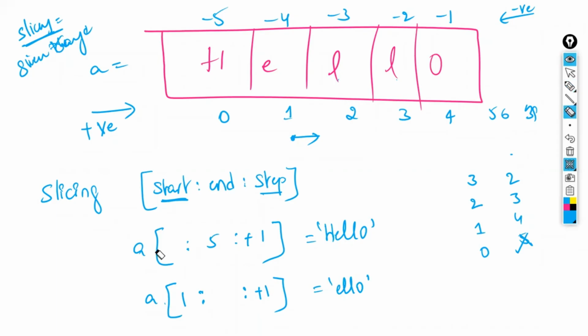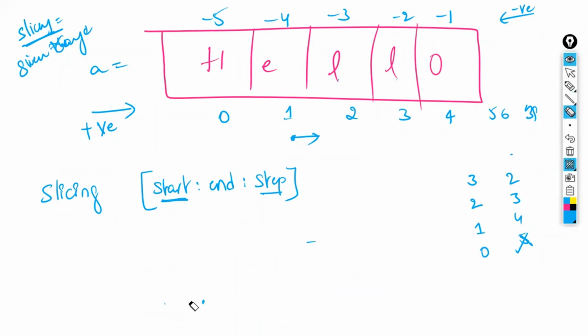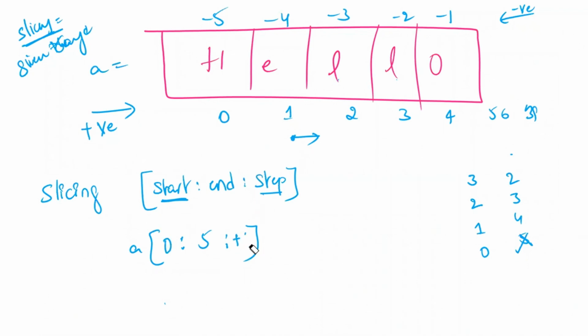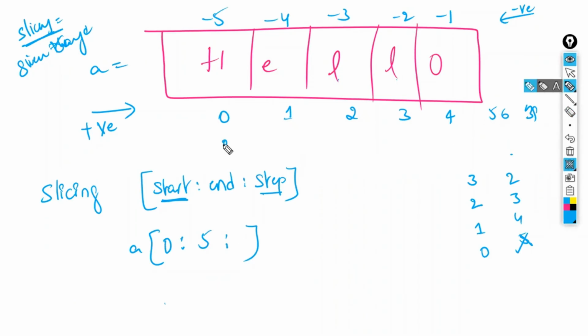Now, next example. The first number you have not given. Second number you have given as 5. Third number you have not given anything. Now the meaning is the first one is automatically 0. This is +1 automatically. So you have to keep a dot at 0. Since you have not given any value here, automatically it is +1. +1 means plus symbol, again positive direction. Till 5. 5 means last number should not be included. Till 4. That is 0 to 4. That answer is H-E-L-L-O.